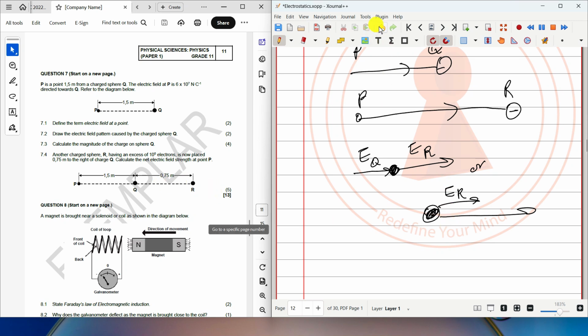No, man, what am I saying? Q, the distance is smaller. So if the distance is small, it means electric field strength will be higher. So this must be Q. Okay, it will be larger. And the distance between point P and R is bigger, electric field strength will be smaller. So it can be like this. Do you guys see this?